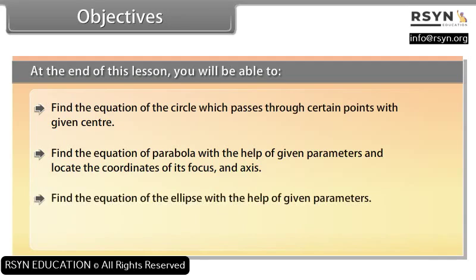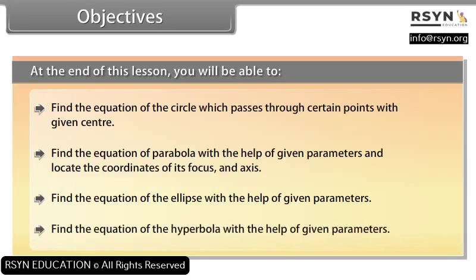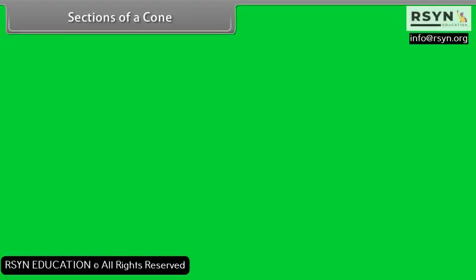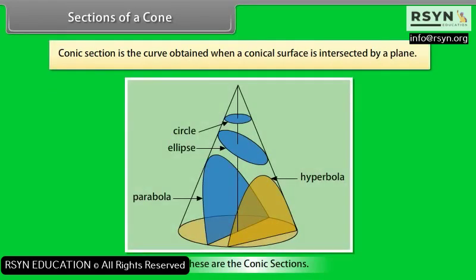Find the equation of the ellipse with the help of given parameters. Find the equation of the hyperbola with the help of given parameters. Sections of a cone. A conic section is the curve obtained when a conical surface is intersected by a plane.